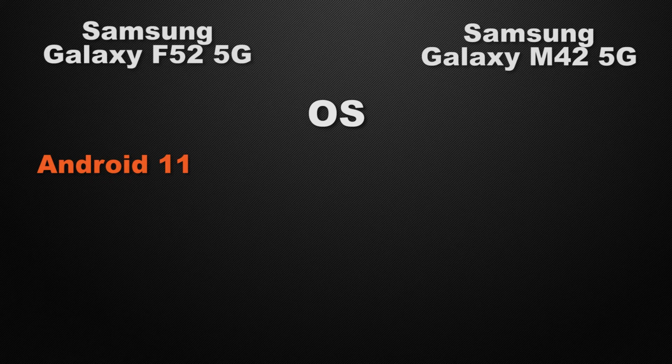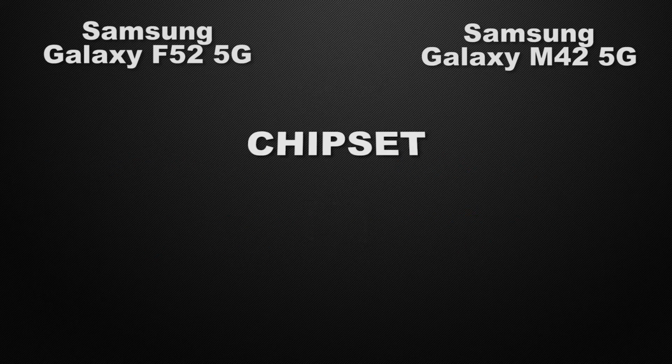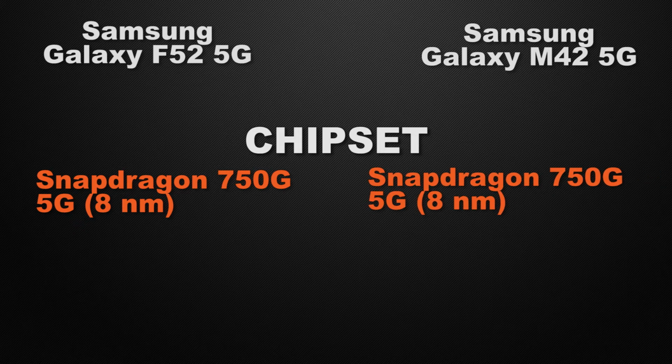F52 has Android 11 support. On the other side, M42 also has Android 11 support. So it's a tie. And about the user interface of the devices, F52 has One UI whereas M42 comes with One UI. So it's a tie because both have the same UI. Let's talk about the processor of the devices. F52 is powered by Snapdragon 750G 5G based on an 8nm process, whereas M42 is also powered by Snapdragon 750G 5G based on an 8nm process. So it's a tie because both of the devices have the same processor.